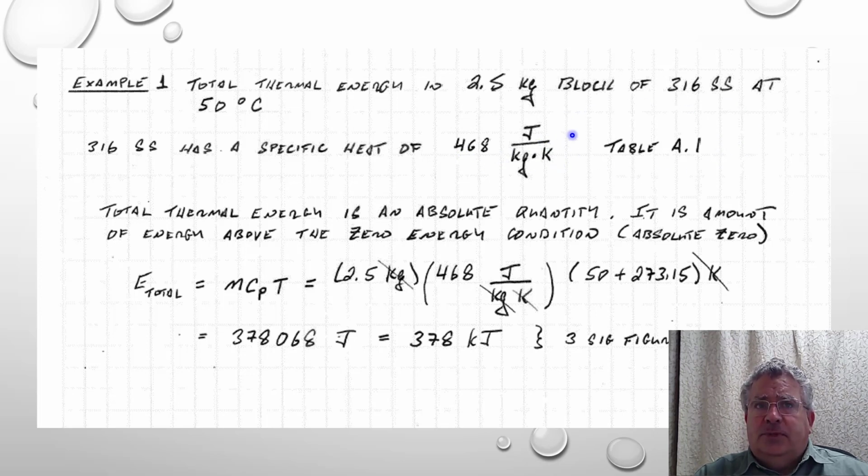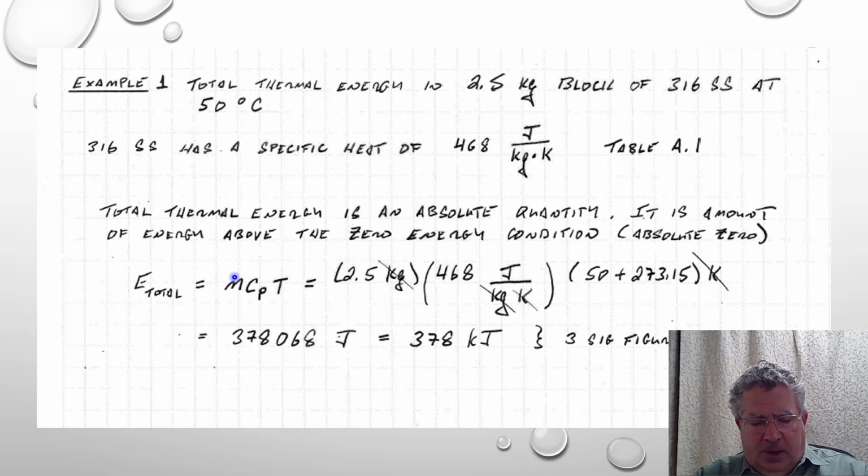Specific heats of different materials are located in the back of our textbook in Table A1, so you really should get familiar with our tables. The total thermal energy is an absolute quantity, so we can now take a look at how much total energy is in this block. Since we're looking for the total energy, that's an absolute quantity. It's not a delta T. So we need to convert the 50 degrees C to Kelvin. So we are going to use m, right?